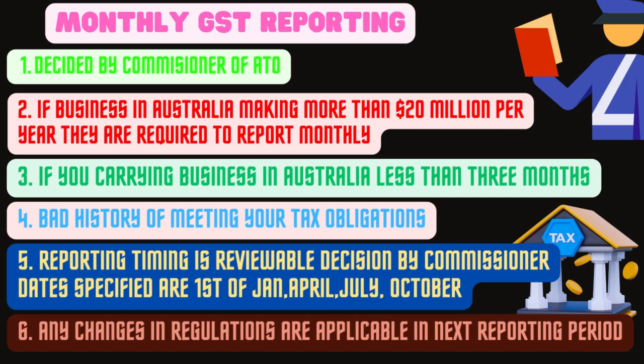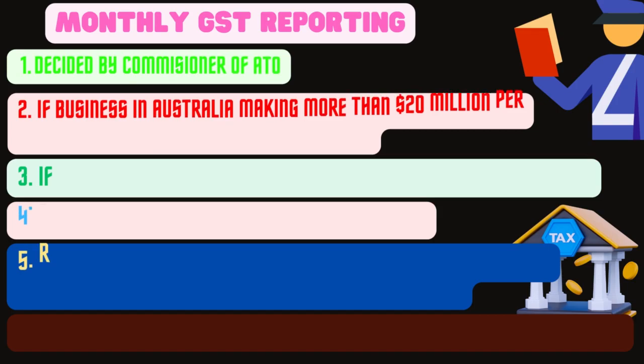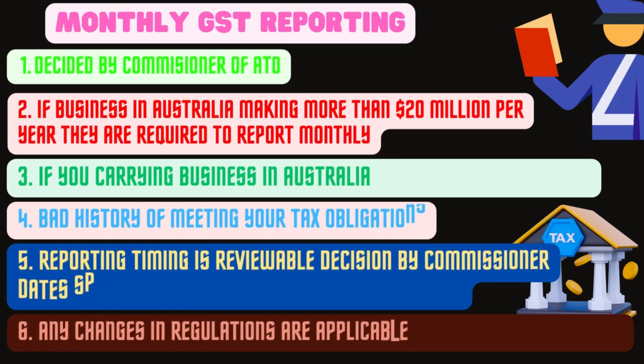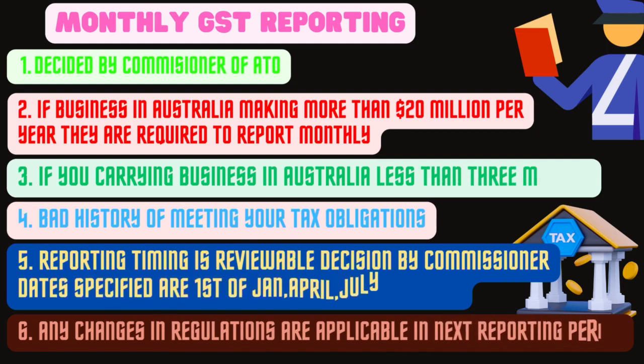If a business is making $20 million or more in a year in Australia, if you are carrying on business in Australia less than 3 months, or the enterprise has a bad history of failing to comply with their taxation obligations. In these circumstances mentioned before, the Commissioner may decide for the business to report GST on a monthly basis. Dates for reporting are also a reviewable decision by the Commissioner. However, dates specified must be January 1st, April 1st, July 1st, or October 1st.